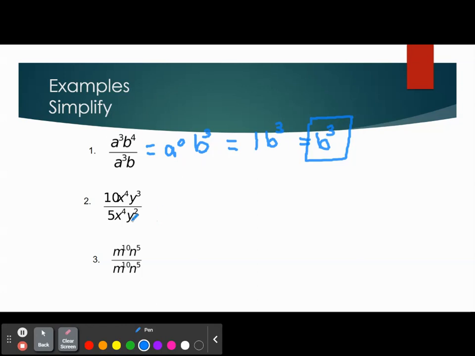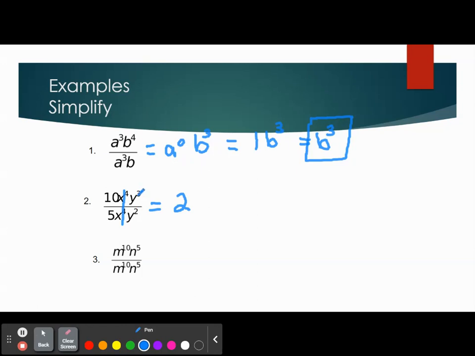Alright, number 2. Let's write this one down. 10x to the 4th, y to the 3rd, divided by 5x to the 4th, y squared. They have 4s. Alright, so first, do 10 divided by 5. What's 10 divided by 5? 2. Okay. Now, what's going to happen when I do 4 minus 4? You're going to get x to the 0. And also, what happens when you do x to the 4th divided by x to the 4th? It cancels out. So you can pretty much just forget about it.